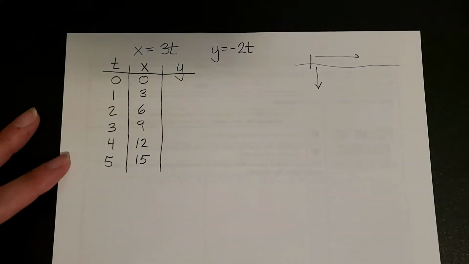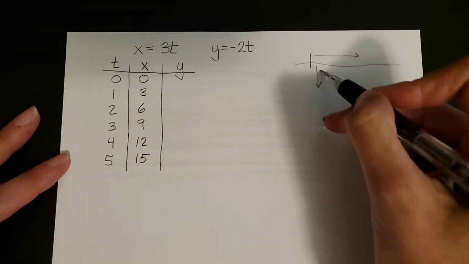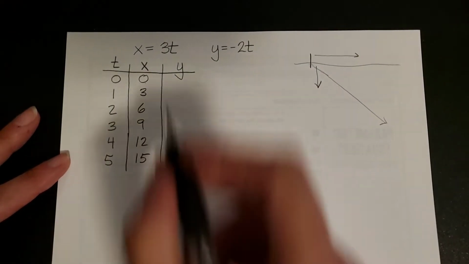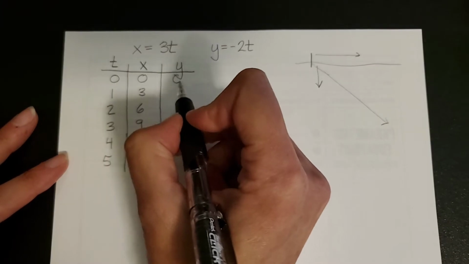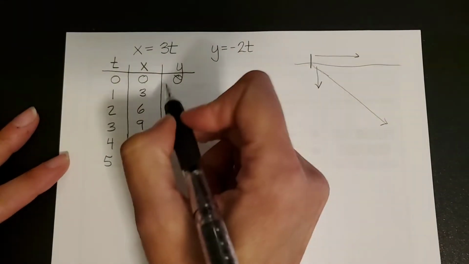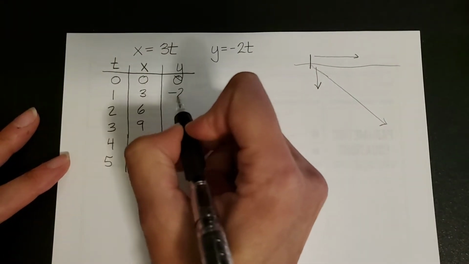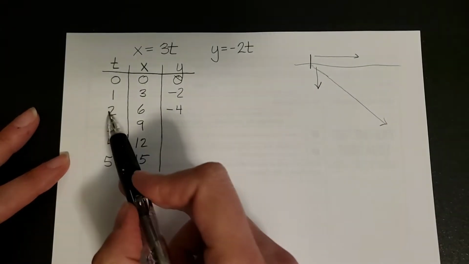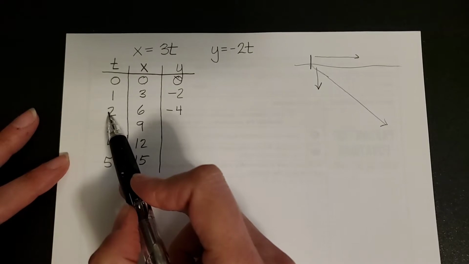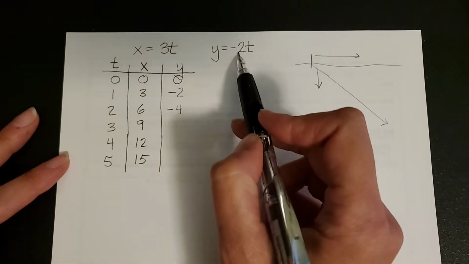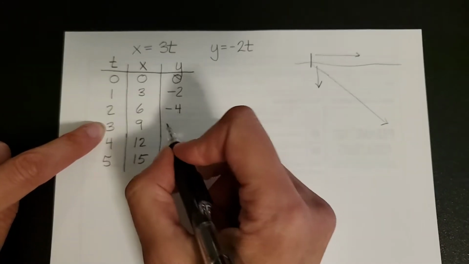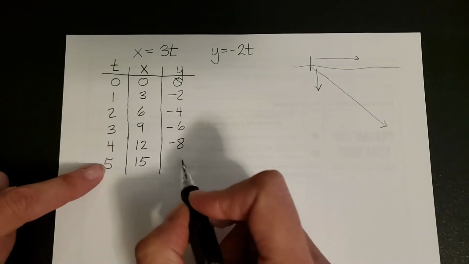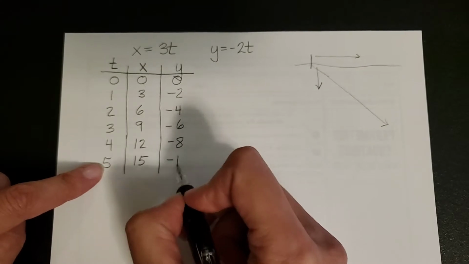But I've also been going down 2 feet. So I'm really digging at a diagonal here. And the first day I start at surface level, and I'm going down 2 feet each day. So notice I'm just plugging in values of t. So negative 2 times 2 is negative 4. Negative 2 times 3 is negative 6. Negative 2 times 4 is negative 8. And negative 2 times 5 is negative 10.